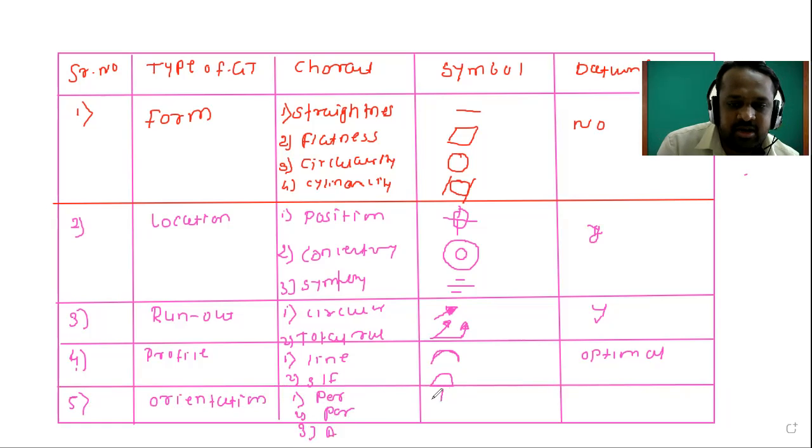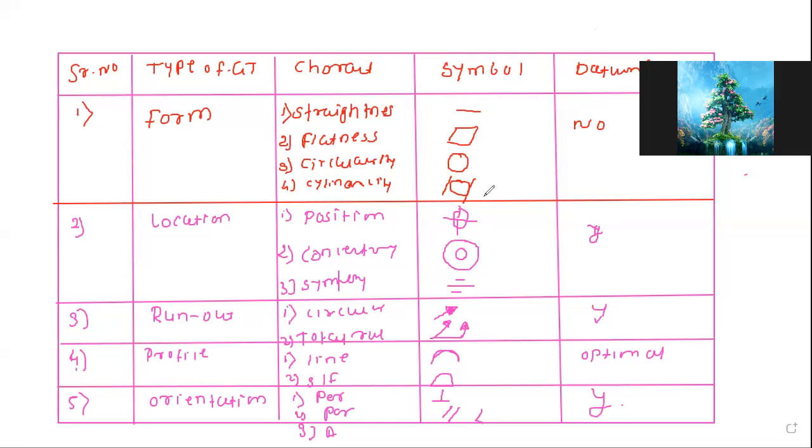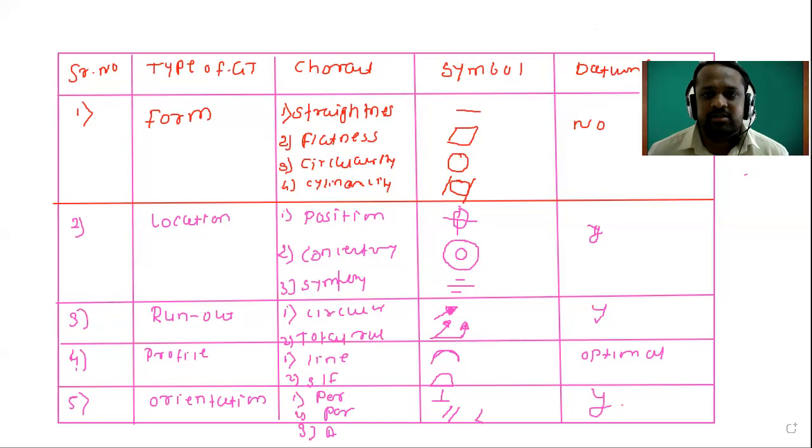For the perpendicularity, the symbol is like this, and likewise for parallelism and angularity. Again, here a datum is required. Okay, now these are the 14 characteristics along with their symbols. So, understood? Yes, sir. In the examination, how will they ask the question?